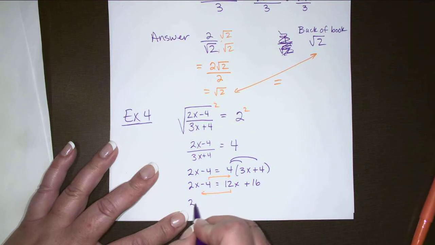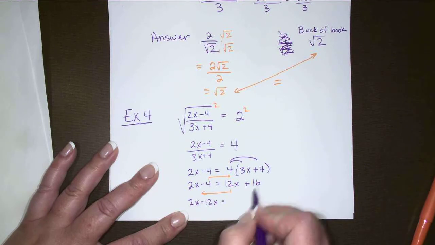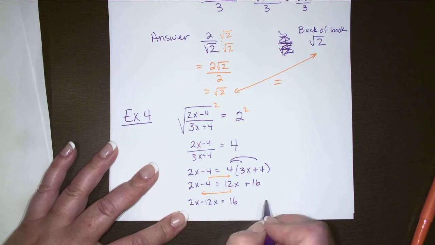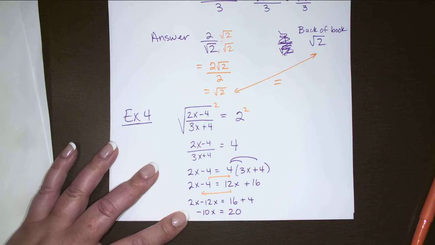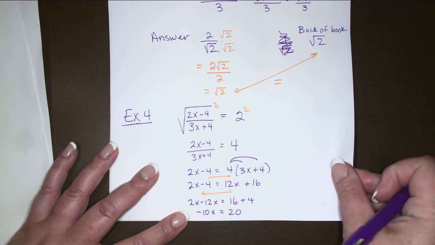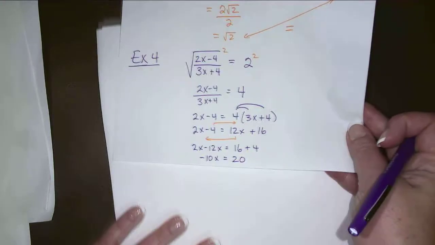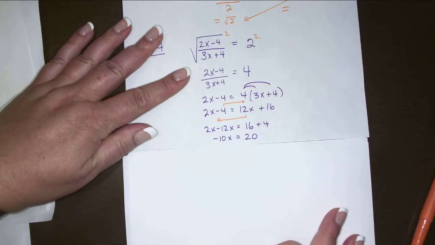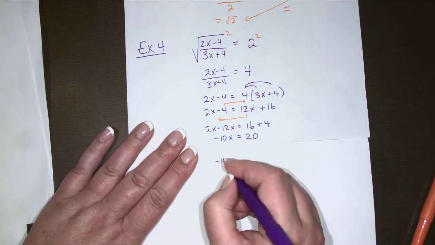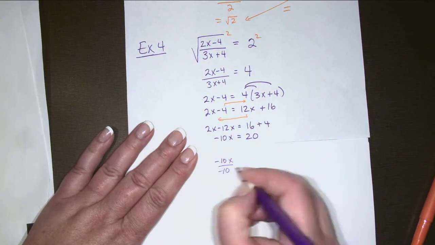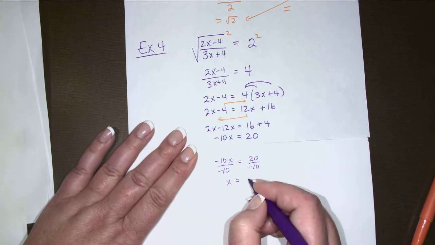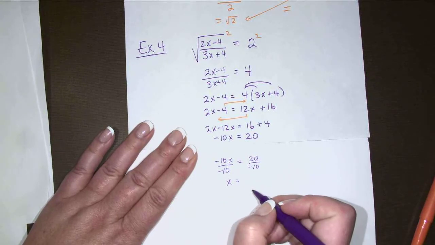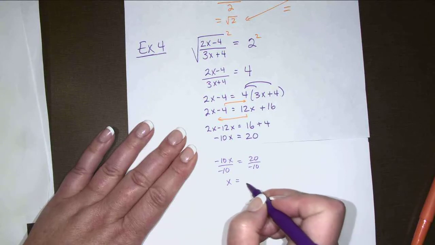So 2x minus 12x is equal to, there's already a 16. That minus 4 will become a plus 4. So I get minus 10x equals 20. Divide both sides by minus 10. So we get x is equal to 20 over 10, which is minus 2.